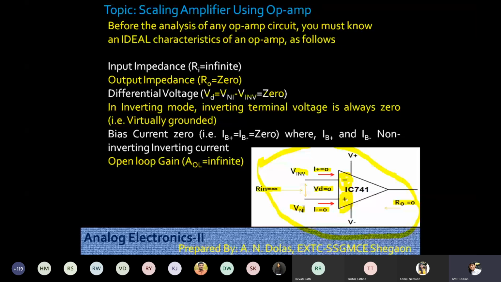These are all ideal characteristics. And CMRR, it is called common mode rejection ratio, is also infinite. And the last one is the bandwidth. Bandwidth of the operational amplifier is infinite.